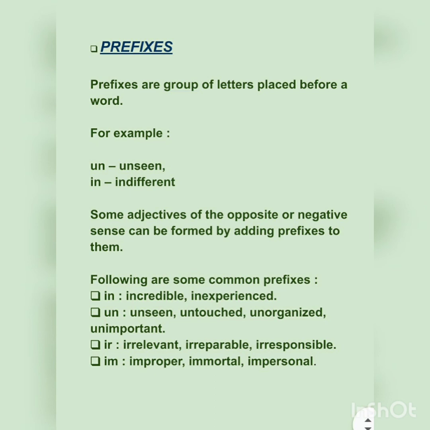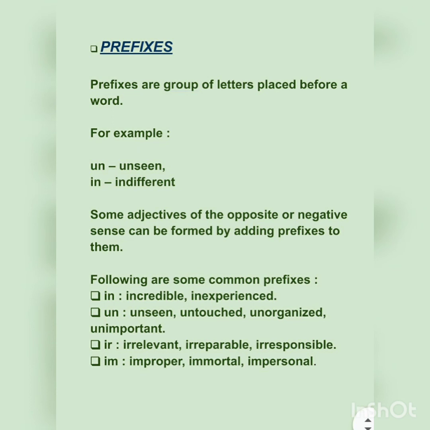For example, un, unseen, in, indifferent. Some adjectives of the opposite or negative sense can be formed by adding prefix. कई बार क्या होता है? Prefix लगाने से word का जो meaning होता है वो negative हो जाता है. For example, incredible, inexperienced, unseen, untouched, unorganized, unimportant, irrelevant, irreparable, irresponsible, improper, immortal, impersonal.